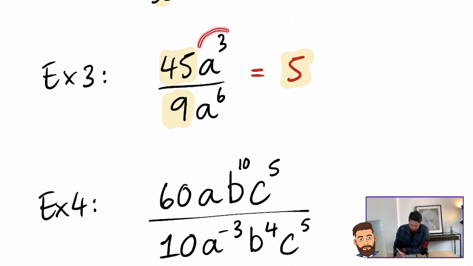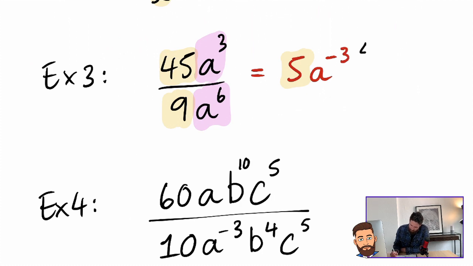And then you're going to focus on the indices. First thing you should check, do they have the same base? Yes, they do. So the same base would be a in this case. So we're doing a cubed divided by a to the 6. Well, what is the rule when we divide? You minus. So we're doing 3 minus 6. Well, 3 minus 6, we keep the base the same as a. 3 minus 6 would be minus 3.